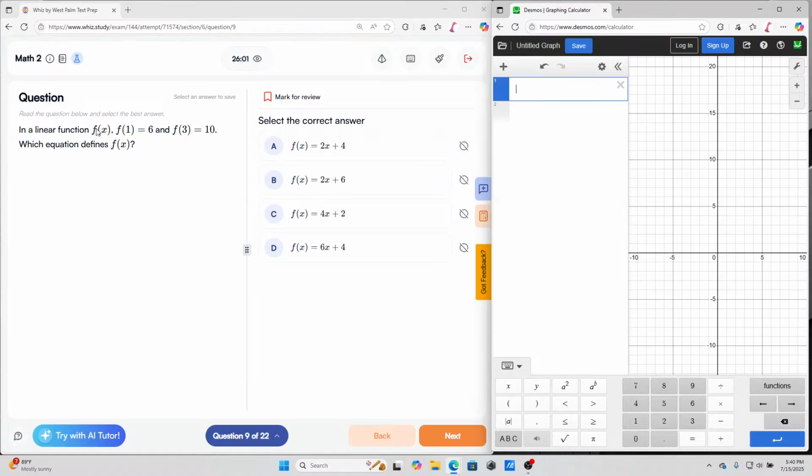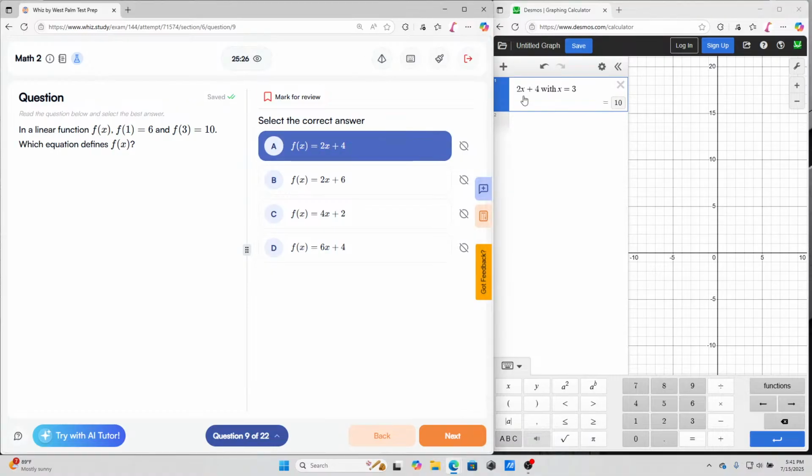In a linear function f of x, f of 1 equals 6 and f of 3 equals 10. Which equation defines f of x? How could I do this one? First one. Let's go do 6 here.